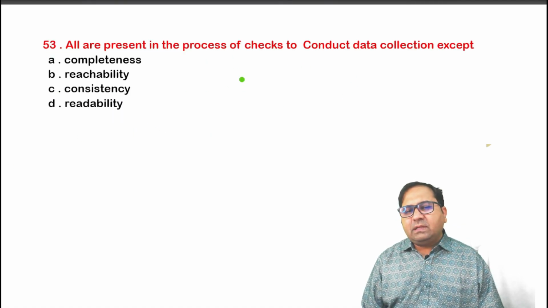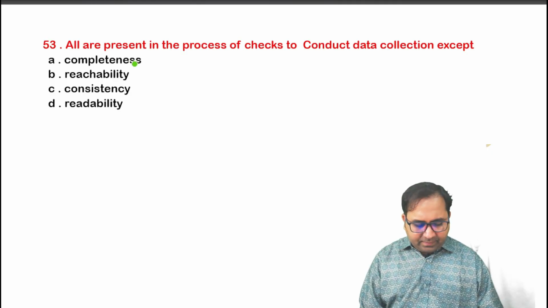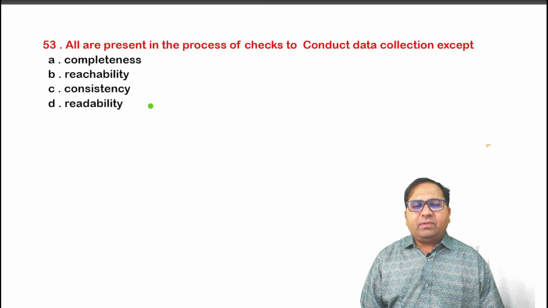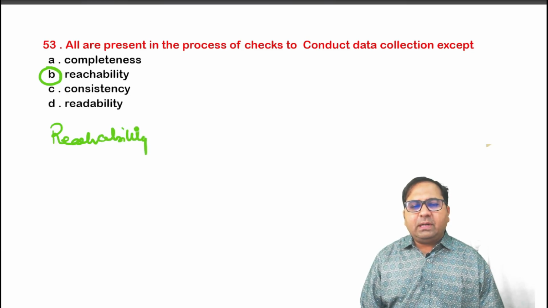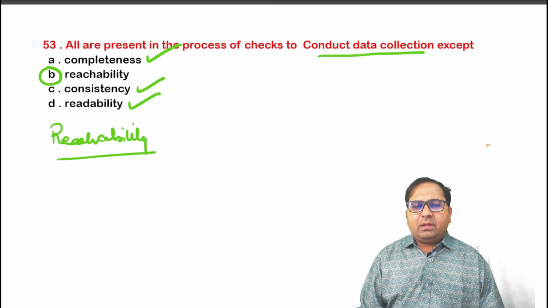Next, all are present in the process of checks to conduct the data collection except. The options are A, completeness, B, reachability, C, consistency, or D, readability. The answer for this is B, reachability. There is nothing like reachability described. This word has not been described in the data collection process. Completeness, yes, they have spoken regarding it. Consistency is there, readability is there, handwriting should be readable, but reachability has not been explained. Therefore this is not present.